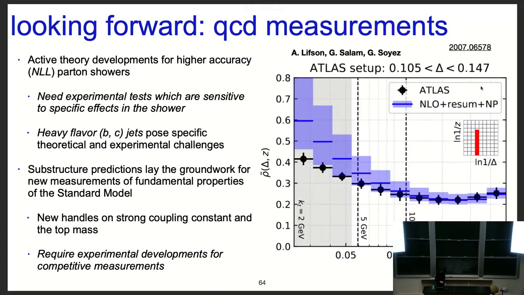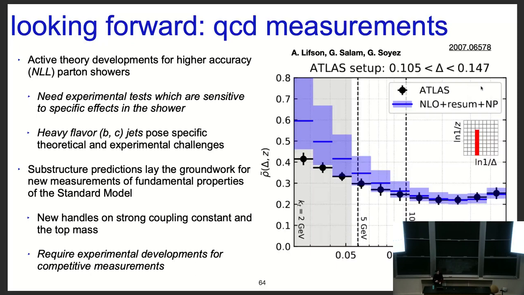But of course, if you have a bad model to start out with, you can tune all you would like, but you're still going to end up with a bad model. And so one other area that I think is really important is to test new models that are actually improving our theoretical accuracy of these parton showers in particular.